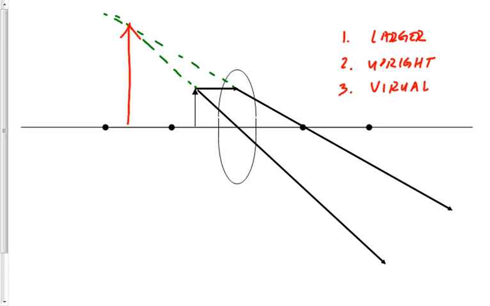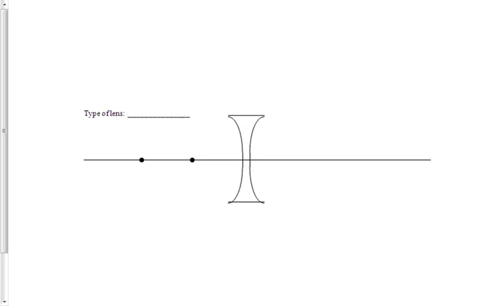Let's take a look, though, at the second kind of curved lens. This is what we call a concave lens or a diverging lens. Concave or diverging.